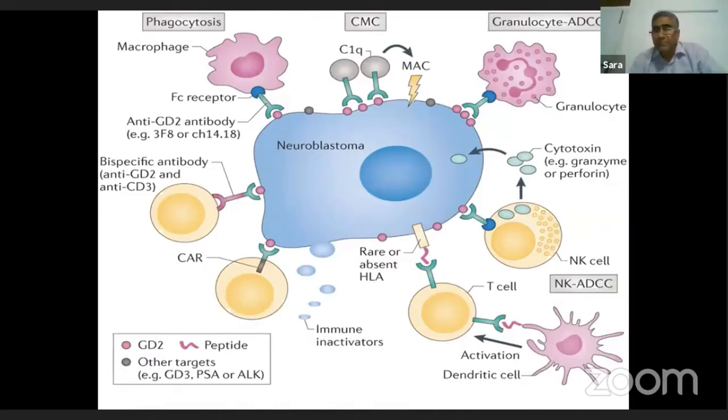Then you have bispecific T cell engaging antibodies, BiTEs, which are targeting anti-GD2 and they are attached to the T cells. So similar to what you have Blincyto in leukemia, which is targeting CD19 in leukemia and engaged to the T cells. Similarly, you have antibody against neuroblastoma and which can be used. So these are the new things which are coming up.